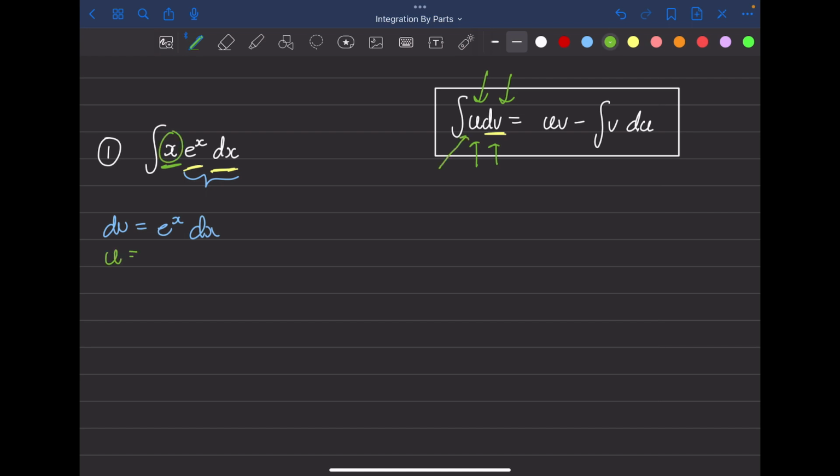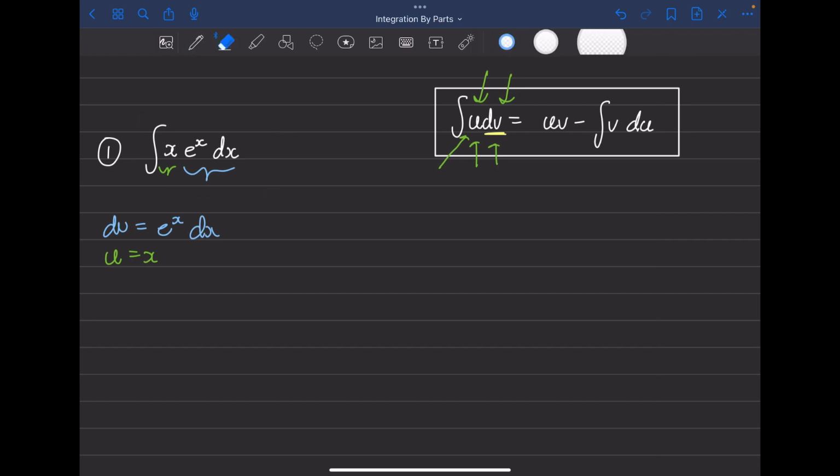So u is equal to x. And like you saw, I'm going to do this with a color code actually. So this was my u, and then my dv, I'm going to do it in blue, was this part. We split our original integral into two parts because that's what you need to solve the actual question.